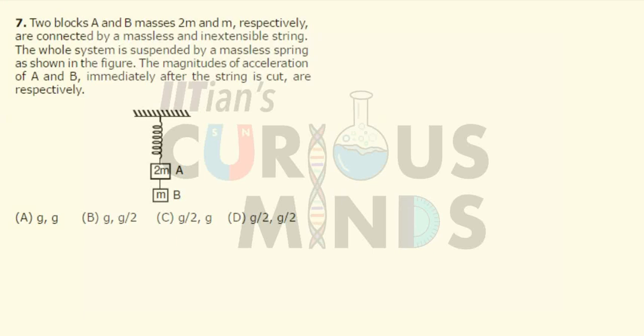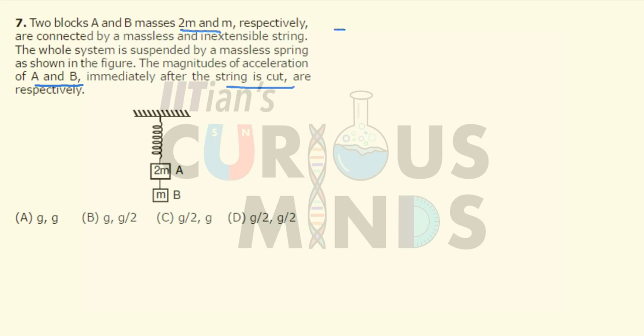Two blocks A and B of mass 2m and m are connected by a massless inextensible string. The whole system is suspended by a massless spring as shown in the figure. The magnitude of the acceleration immediately after the string is cut, that is, the B part is detached from A.